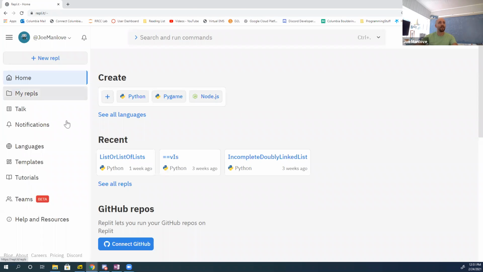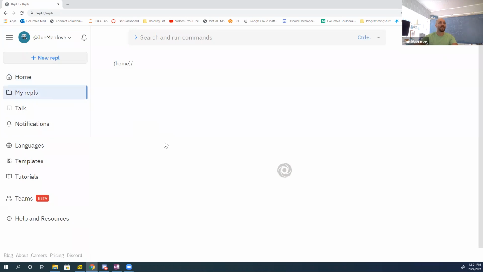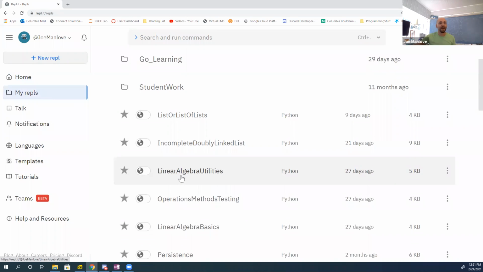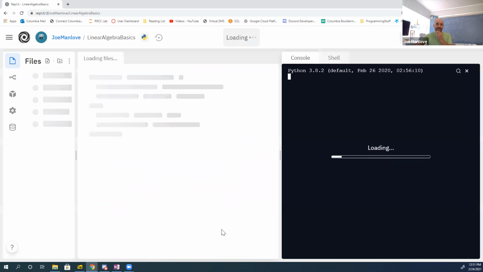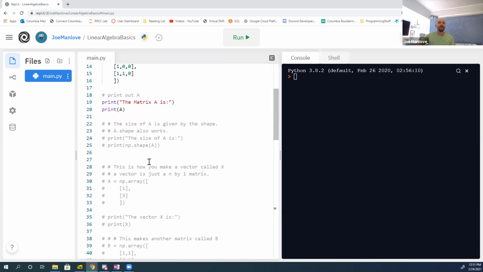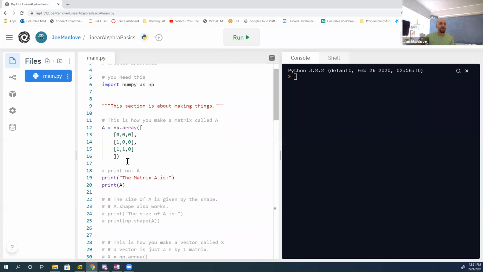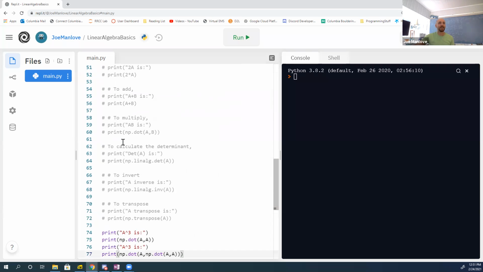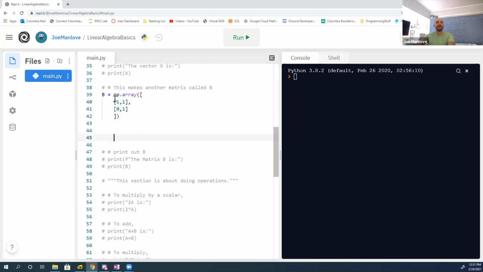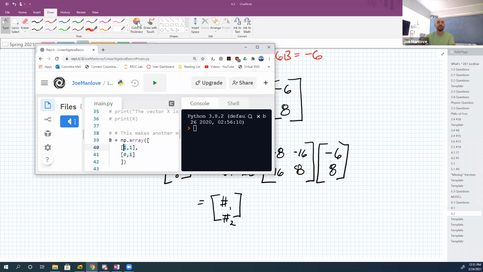Okay, so here's Repl. I need my matrix calculator. Let's see, that was linear algebra basics. Okay, let's see. So that's how you make a matrix. Okay, so we can make the matrix B, so we'll turn that on. Let's see. Our matrix B needs to have our other thing in it. So I just need to be able to see both of these.